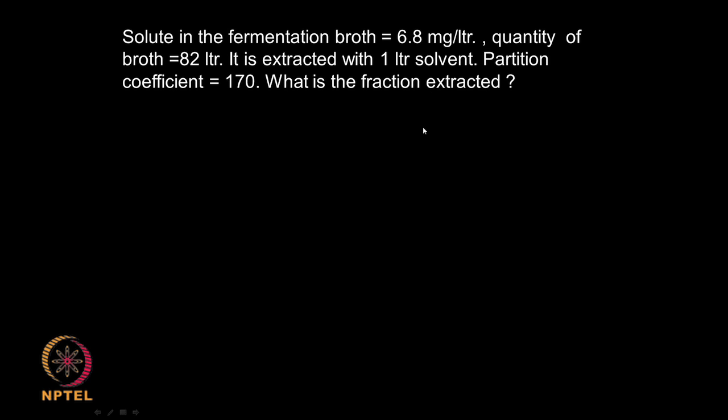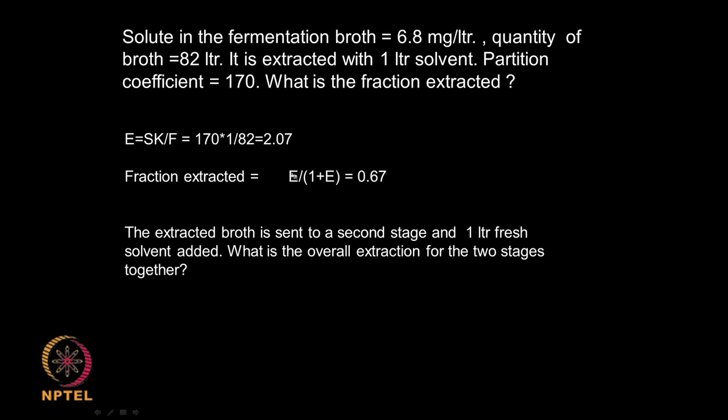What is the formula for fraction extracted? Just recall, the formula is E by 1 plus E. So, I need to calculate E, which is equal to Sk by F. S is given as 1 liter, K is given as 170, and my F is given as 82. So, I get E as 2.07. I have told you that E is generally greater than 1, only then will you get some extraction done. So, I put E divided by 1 plus E, that gives 0.67, that is 67% extracted.